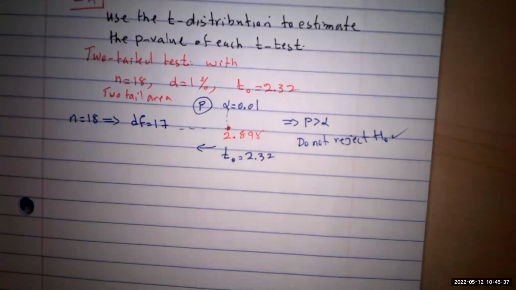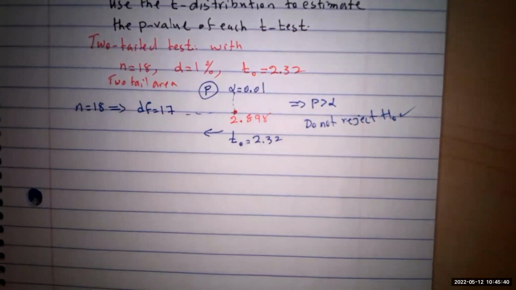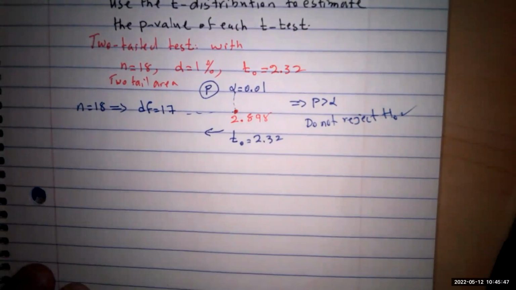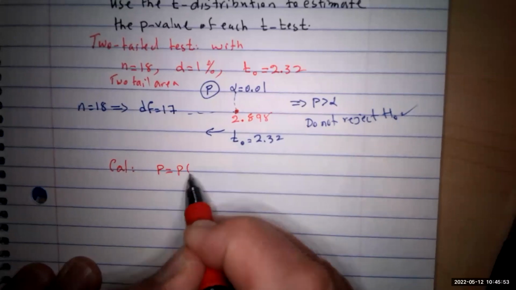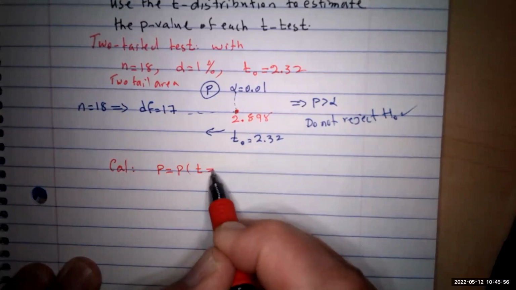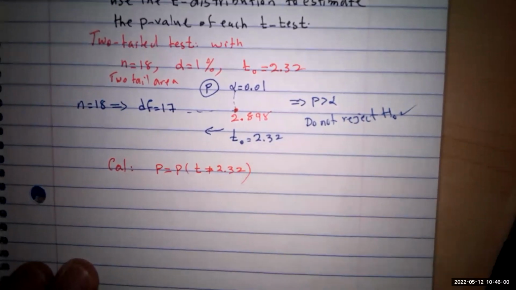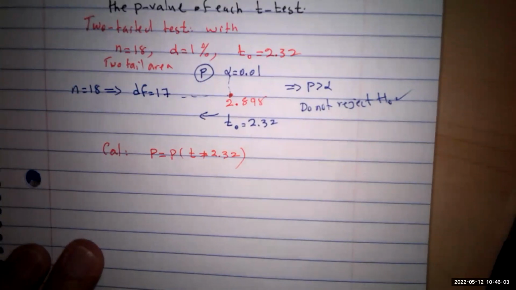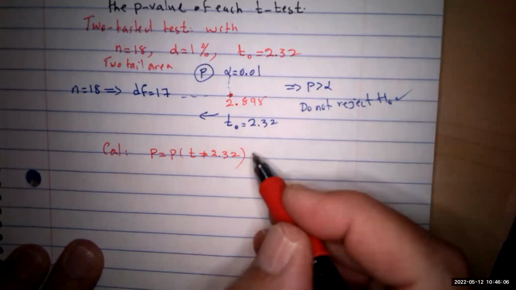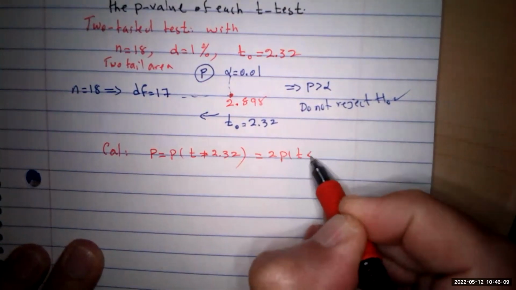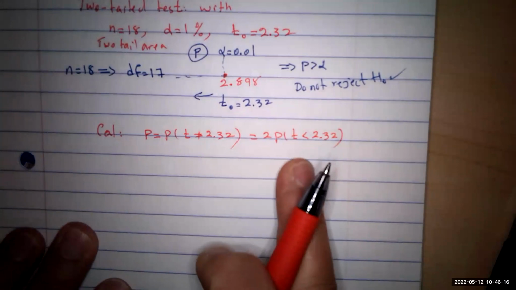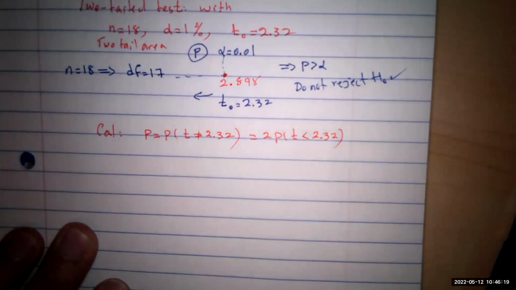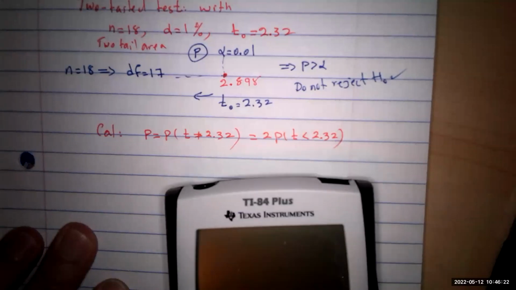Okay, any question? If you want to use a calculator, you have to be careful. It's a two-tailed area. You see, if you want to use the calculator, this is going to be the case. For the calculator, you identify that P is equal to P of T not equal to 2.32. But we talked about it, it's going to be left and right. You can find one of them and multiply by 2. So this is equal to twice the P of T less than 2.32. So you go to your calculator, you find T less than 2.32, and whatever you have, you multiply by 2.